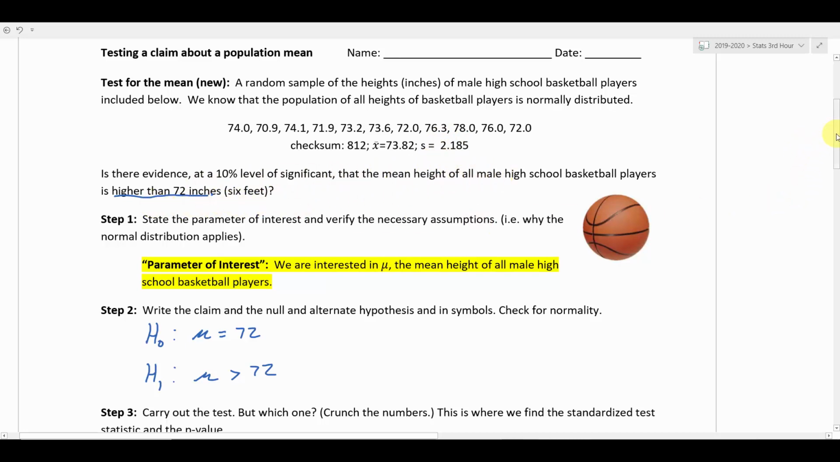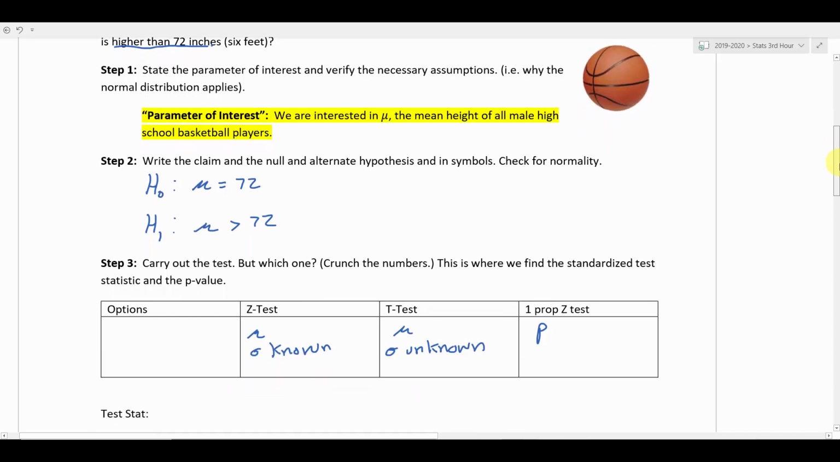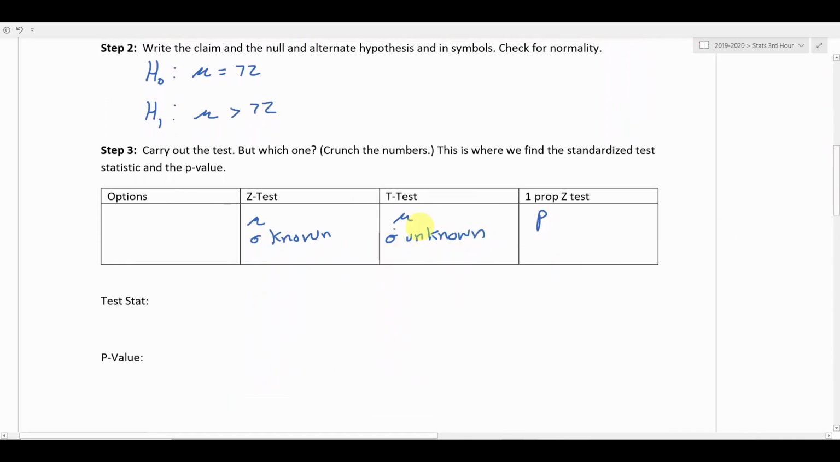So nowhere in that problem do I see a population standard deviation. So I'm going to assume that it's unknown, which means I'm going to be running a t-test. Okay, so this is kind of your differentiation here. For the one prop z-test, it doesn't matter if you know the population standard deviation or not. It's not required. You're always going to be using the one prop z-test for a proportion.